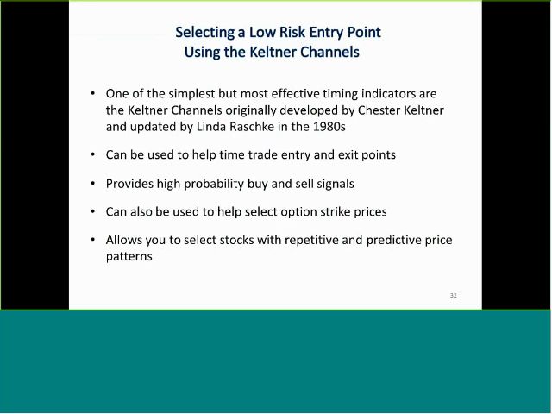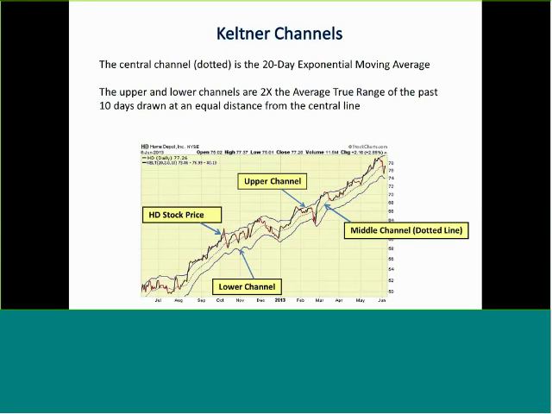And then once we decide to buy a call option on a super stock, we use the Keltner channels to identify a low-risk entry point. The Keltner channels are simply an overbought, oversold indicator. They're very similar to the Bollinger Bands. This is a daily price chart of Home Depot, and we have the three Keltner channels on this price chart. We have the upper channel, the middle channel, which is this dotted line, and then the lower channel. So the Keltner channels act as an overbought, oversold indicator.